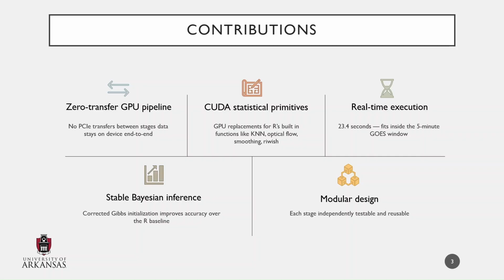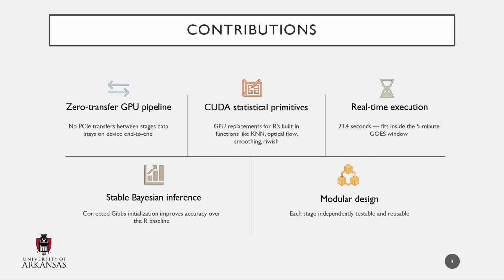Second, we develop a library of CUDA statistical primitives, GPU-native replacements for the R functions that form the original pipeline. This includes KNN imputation, optical flow, spectral smoothing, and the critical inverse Wishart sampler that was a major numerical bottleneck.